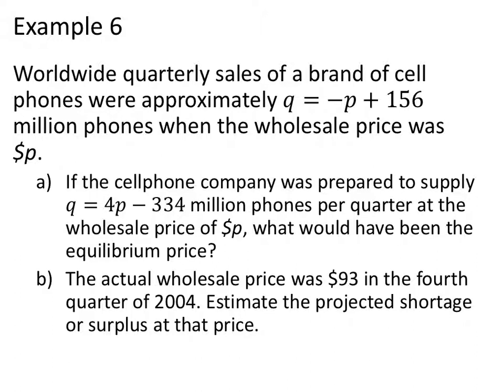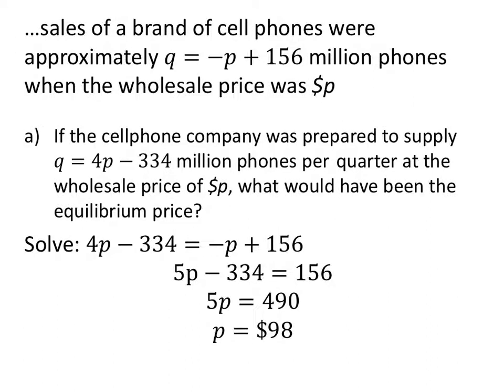So, back on task. Worldwide quarterly sales of a brand of cell phones were approximately Q equals negative P plus 156 million phones when the wholesale price was P dollars. Two questions here. If the cell phone company was prepared to supply Q equals 4P minus 334 million phones per quarter at the wholesale price of P dollars, what would have been the equilibrium price? And the actual wholesale price was $93 in the fourth quarter. We need to find out, was there a shortage or a surplus at that particular price? Let's take it one at a time.